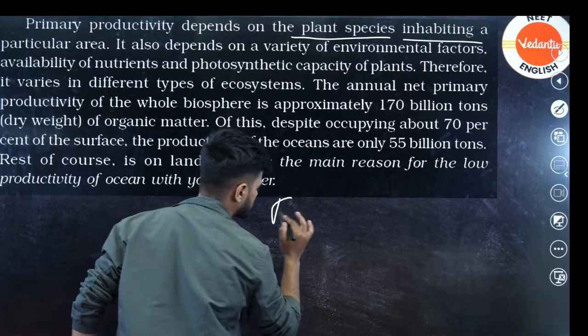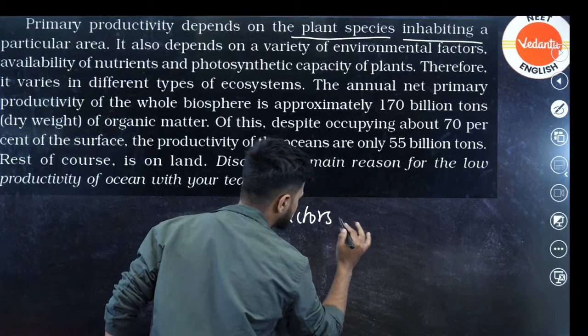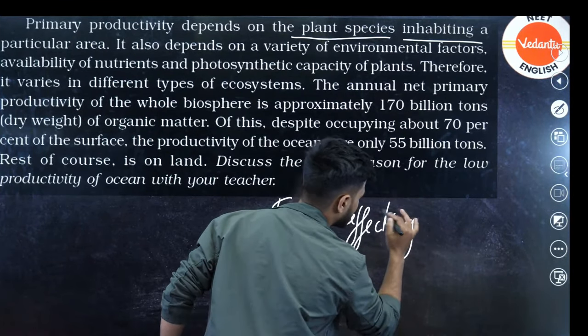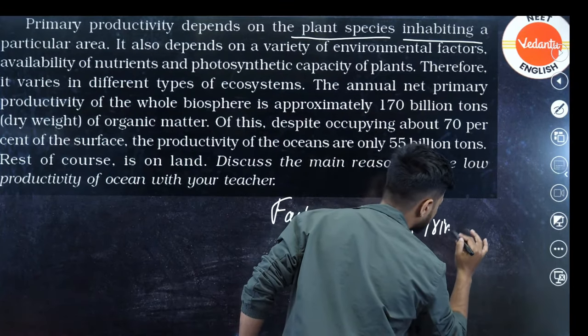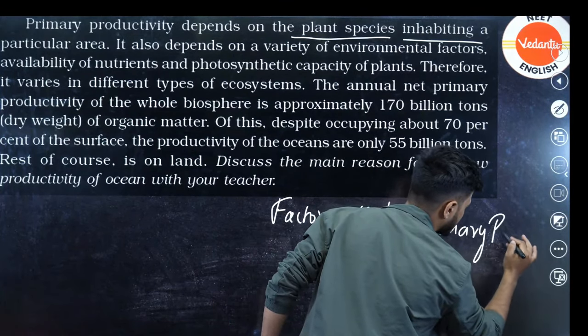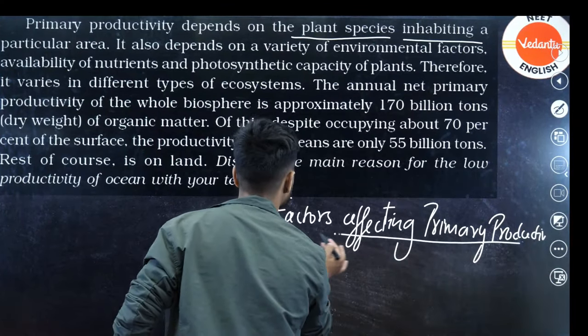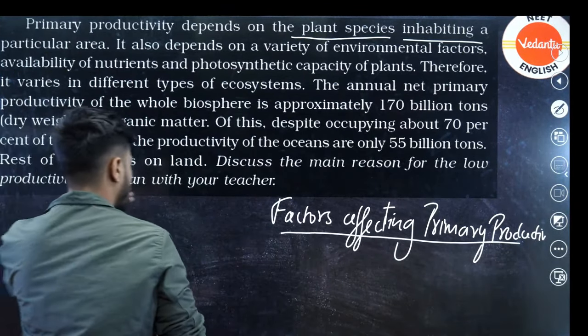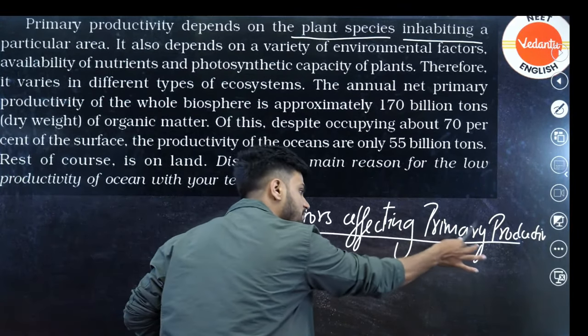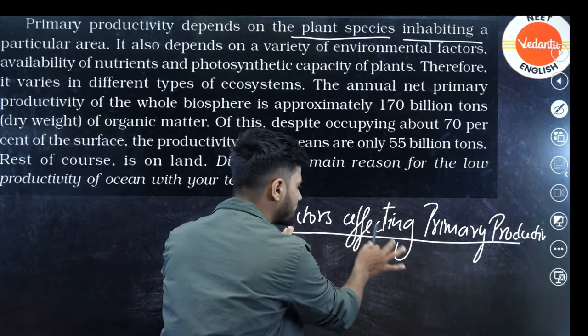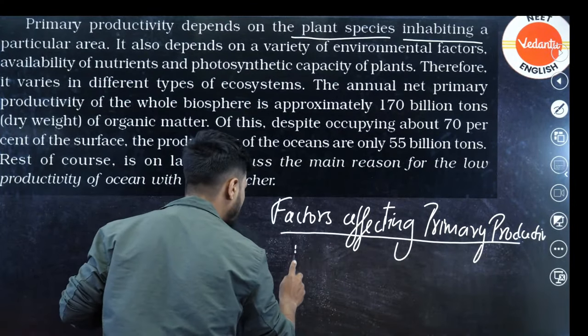Write on this point here. Factors affecting primary productivity. Write on this point, all of you. Factors affecting primary productivity. It's here. Write down. Factors affecting primary productivity. Point number one.